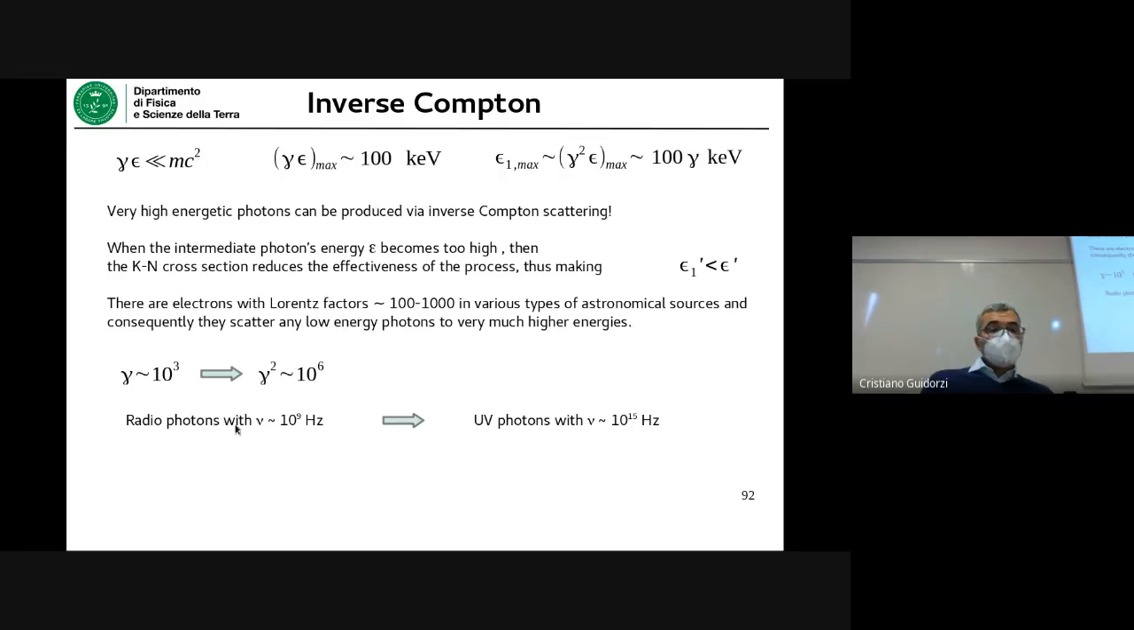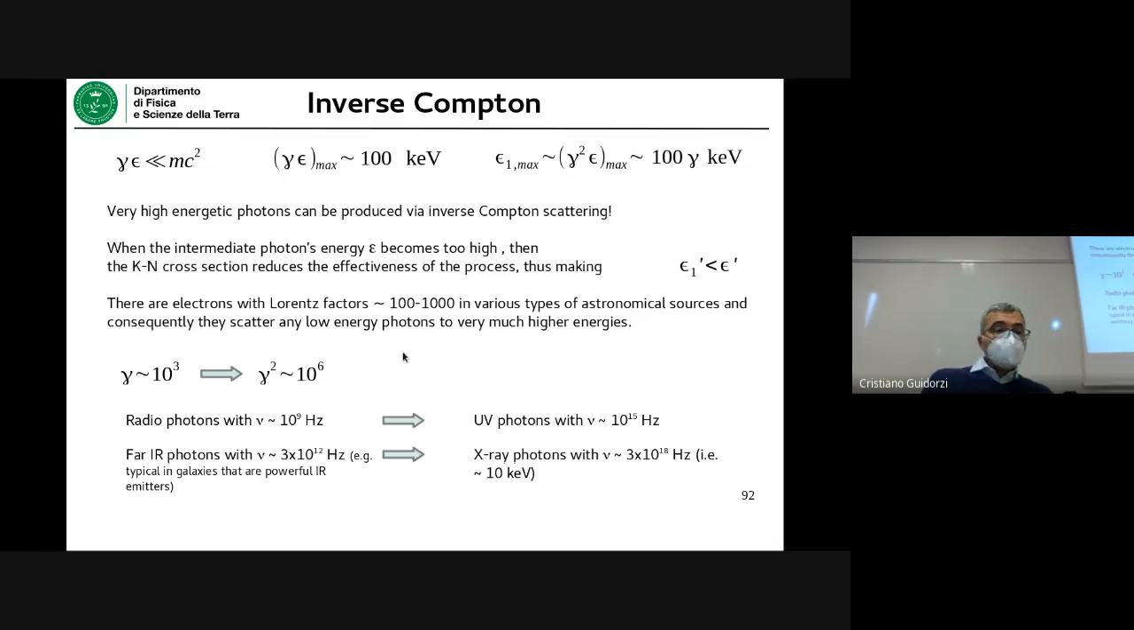You start with a radio photon, and you end up with a UV photon, 10 to 15 Hertz. It means that you are in the UV range. So it is a really effective way to turn low energy photons into high energy photons. Another example, these are real examples in which we indeed see this happen.